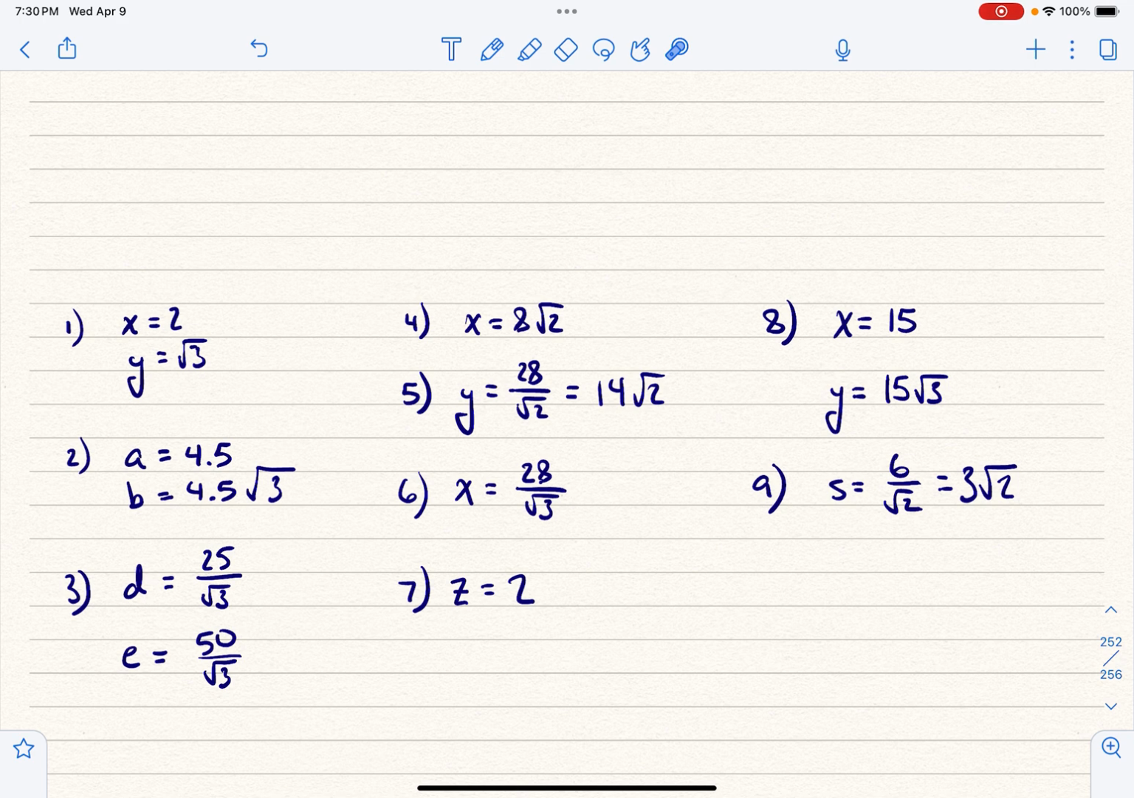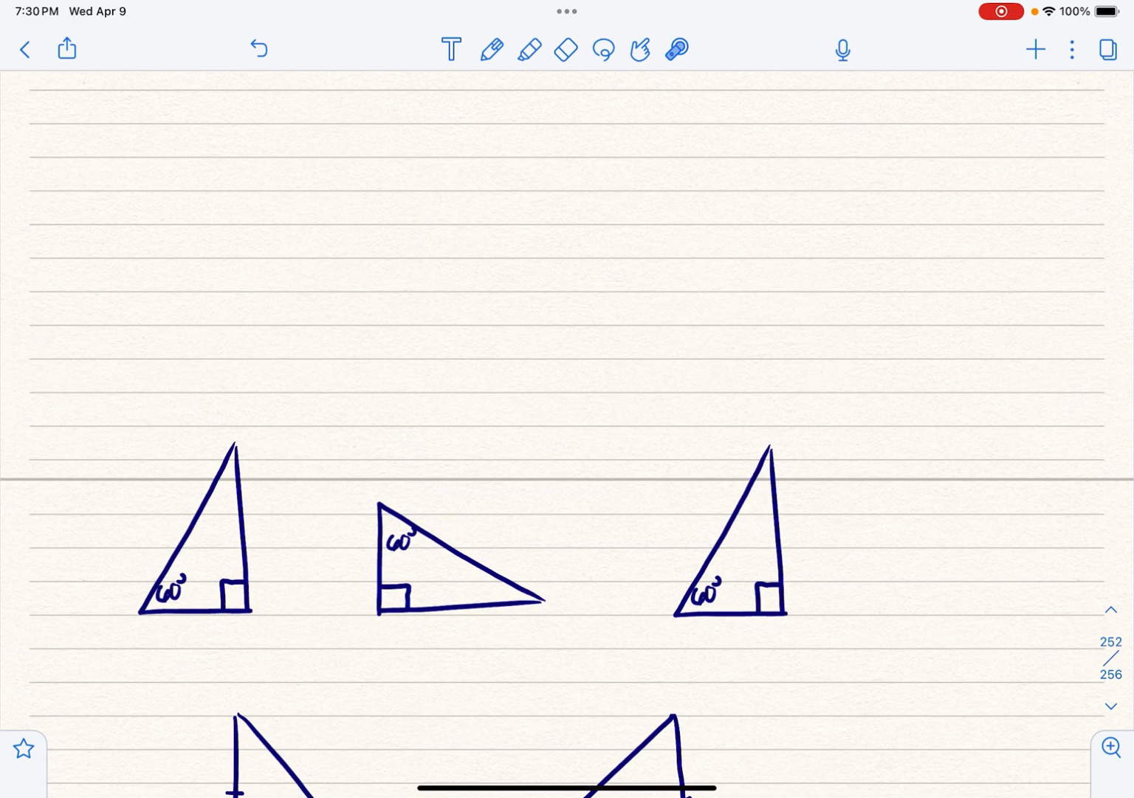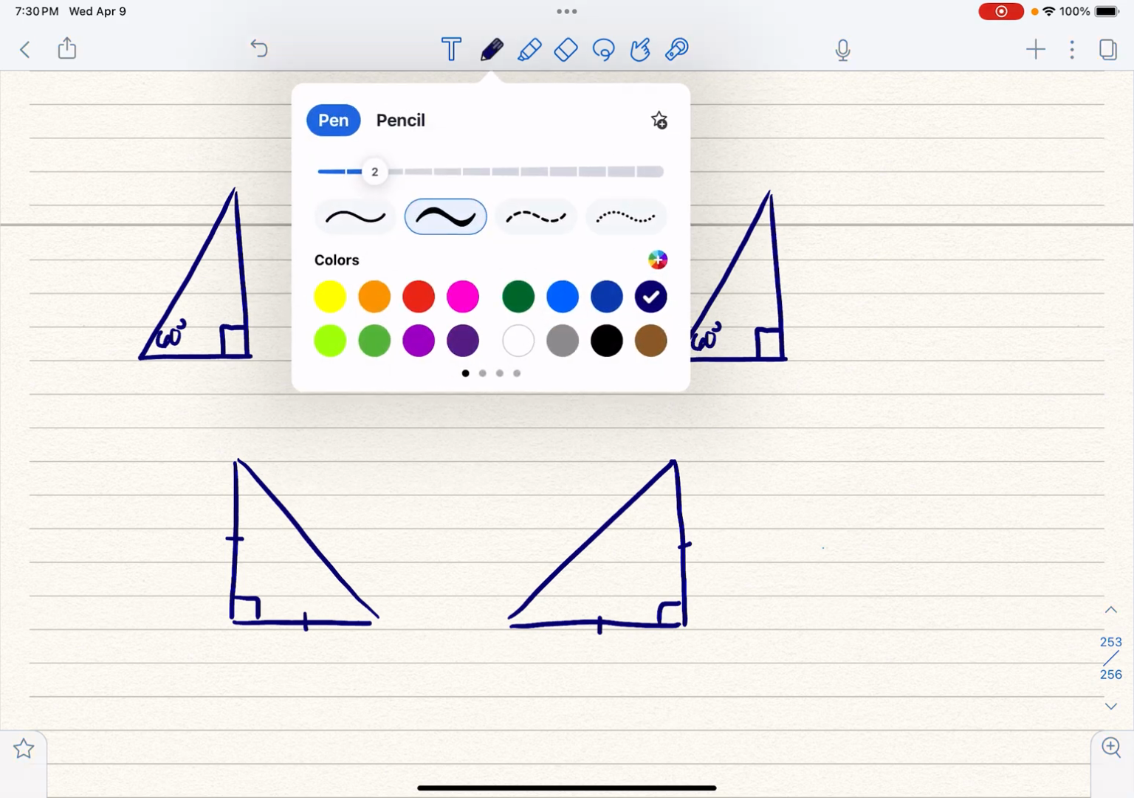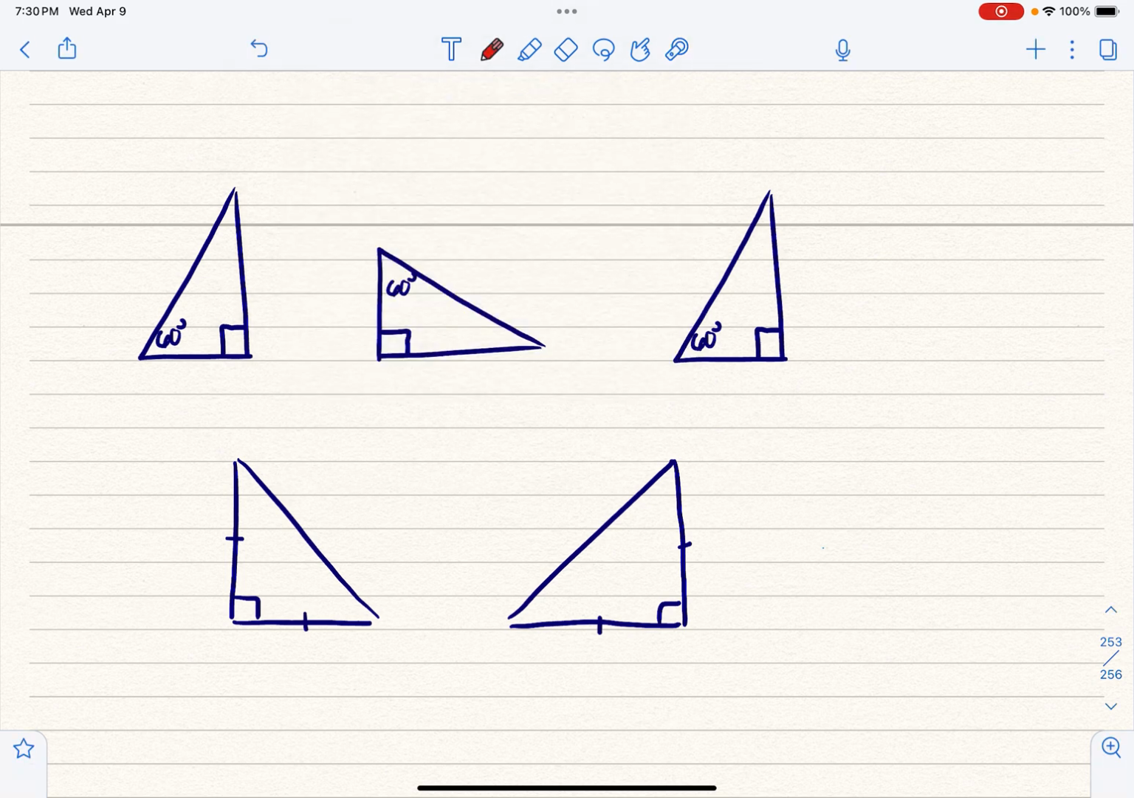These, I'm mostly concerned with you understanding the basic special right triangles. And so we're going to review that right now, okay? So here's a set of our special right triangles. The top 3 are 30-60-90, and the bottom 2 are 45-45-90, okay? In these, I just want us to try to remember, if I know the short side of a 30-60-90, and this right here is the short side.